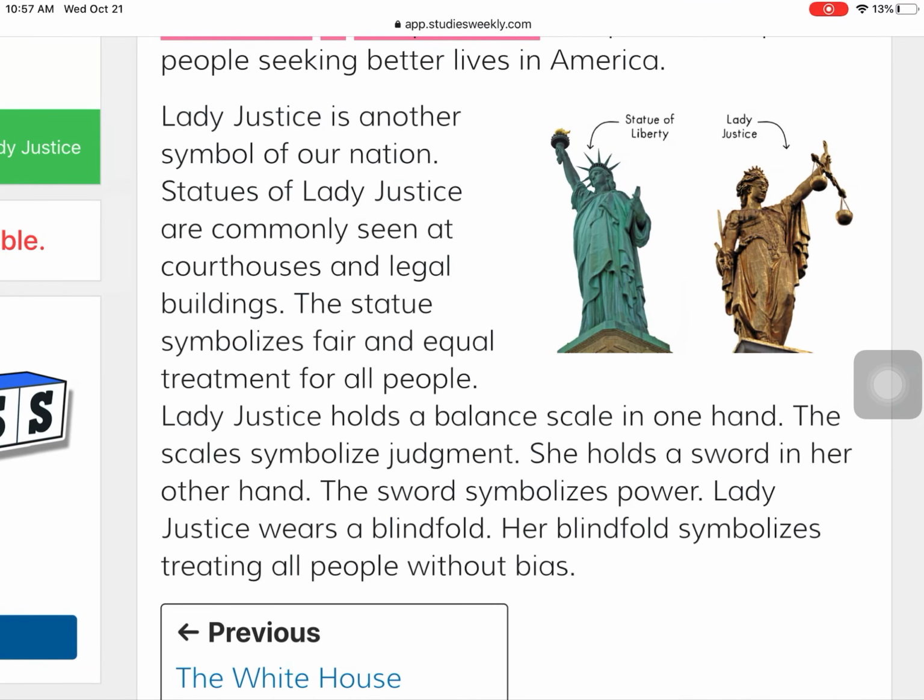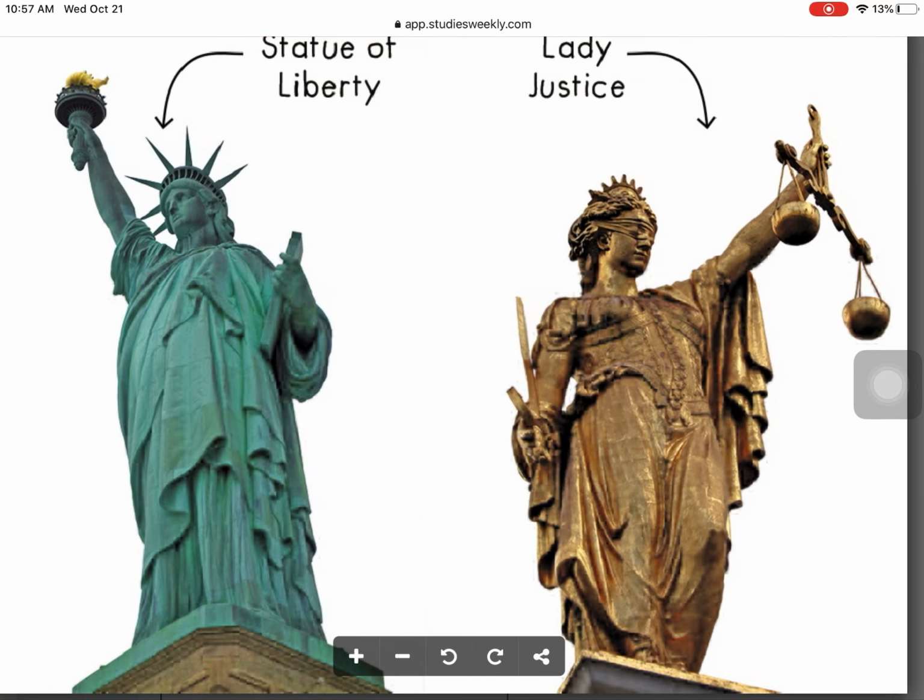Lady Justice is another symbol of our nation. Statues of Lady Justice are commonly seen at courthouses and legal buildings. The statue symbolizes fair and equal treatment for all people. Lady Justice holds a balanced scale in one hand. The scale symbolizes judgment. She holds a sword in the other hand. The sword symbolizes power. Lady Justice wears a blindfold. Her blindfold symbolizes treating all people without biases. So if we look at her picture here, we have the scale in one hand, a sword in another hand, and her blindfold across her eyes.